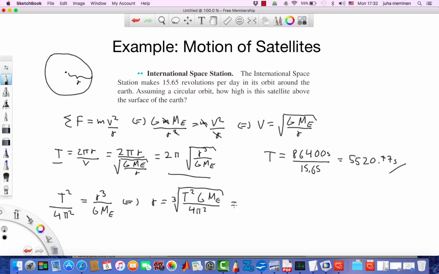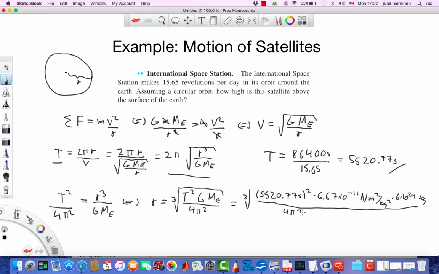If we put the numbers in, T is 5,520.77 seconds squared, times the gravitational constant, which we probably remember by now, with the units as well, and the mass of the Earth is 6 times 10 to the 24 kg, the whole thing divided by 4 pi squared.